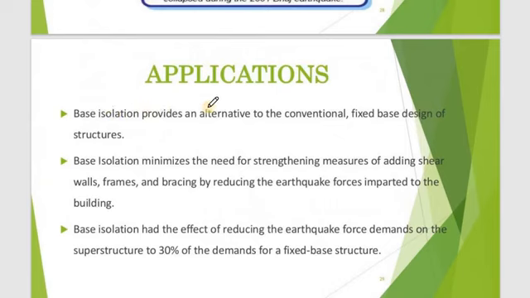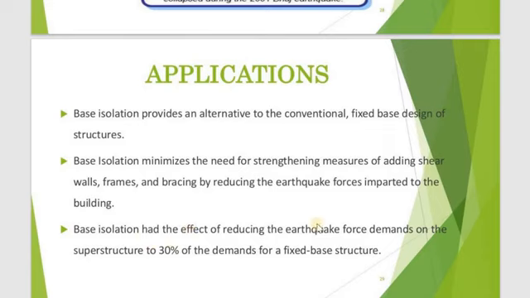The base isolation provides an alternative to conventional fixed base construction. It minimizes the need for strengthening the structure by adding shear walls, frames, bracings, etc. Base isolation has the effect of reducing the earthquake effect. So here another term is shear wall.